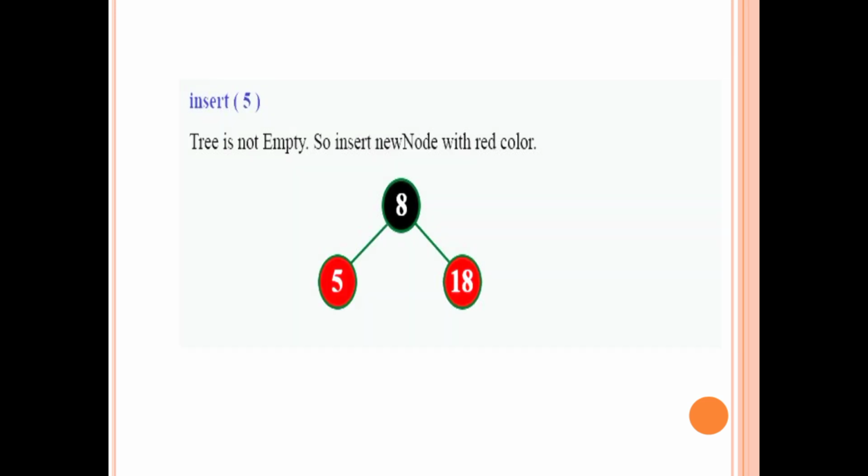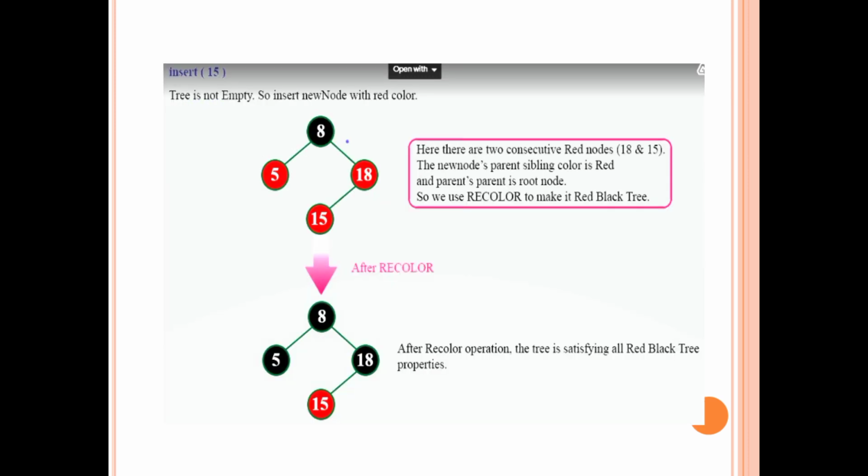Here we insert 5. Here the tree is not empty, so we insert 5. We check that 5 is less than 8, so it goes to the left side, connecting as a red color node.